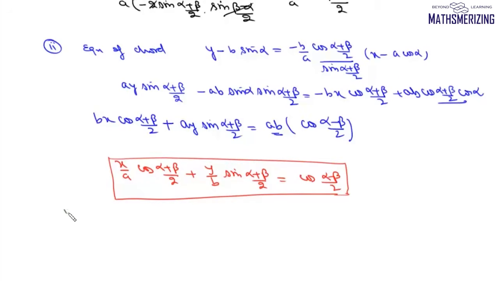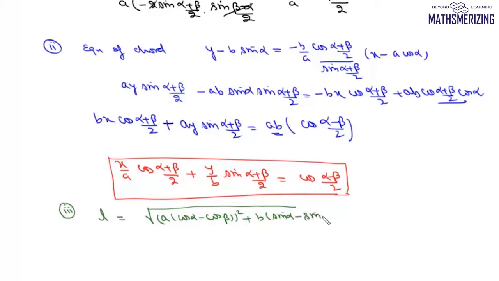Now the third thing that we'll work out is length of the chord. So length of the chord simply will be under root of x2 minus x1 whole square, so it will be a cos alpha minus cos beta whole square, and then plus b sin alpha minus sin beta whole square.